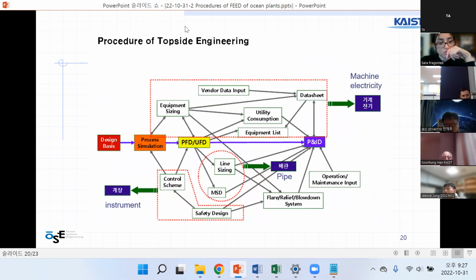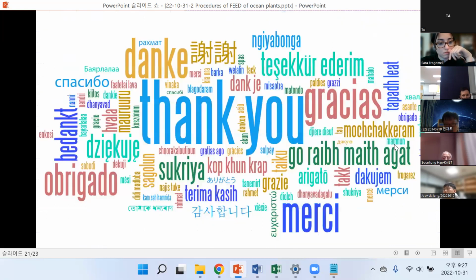And this is for the topside engineering for offshore, and then that gives you similar things, the design basis, process simulation, PFD, UFD, and the PNID. And then we will have more piping and sizing and then equipment purchase. Okay. All right, that's for today.